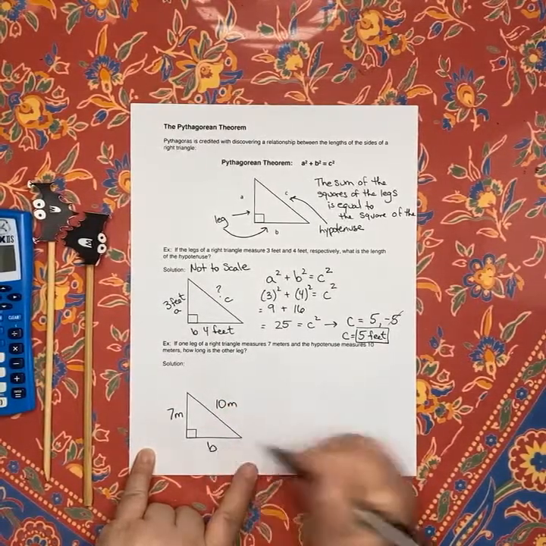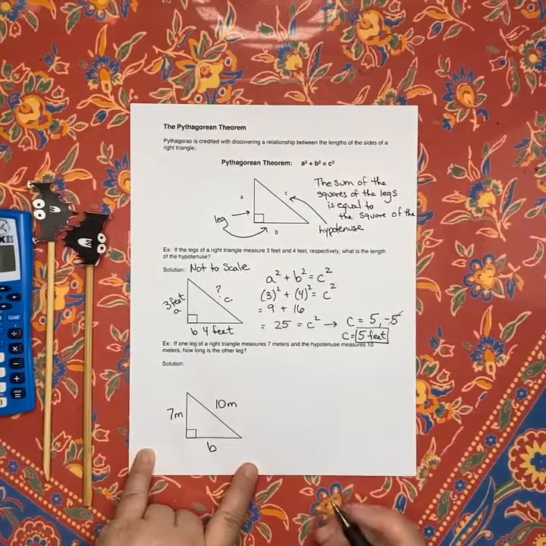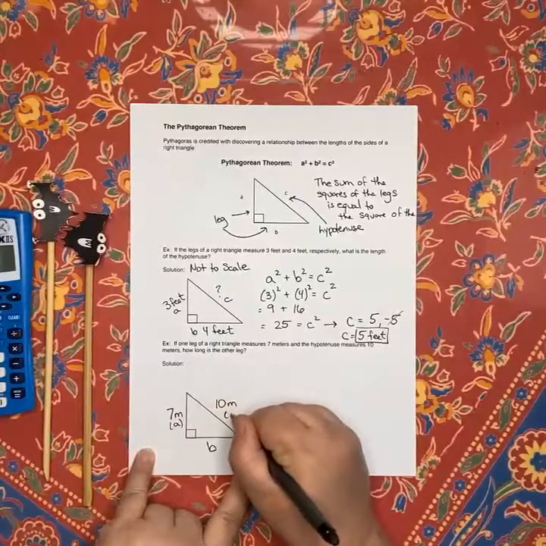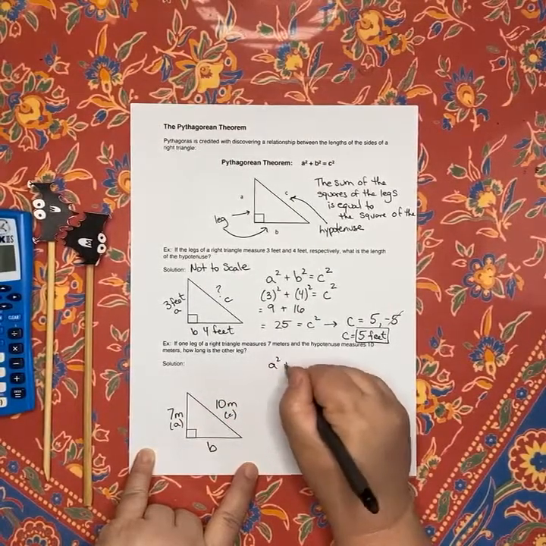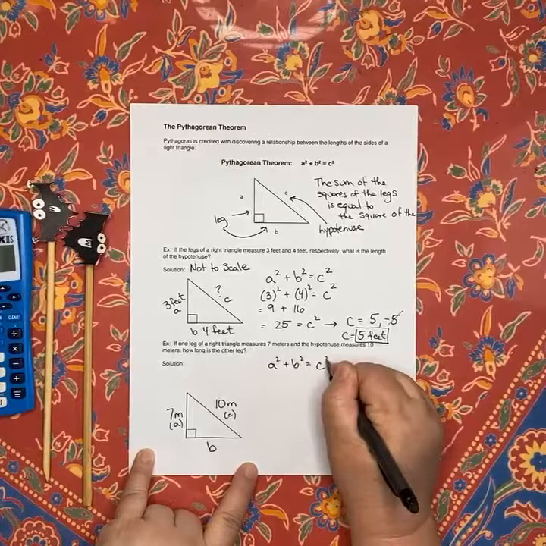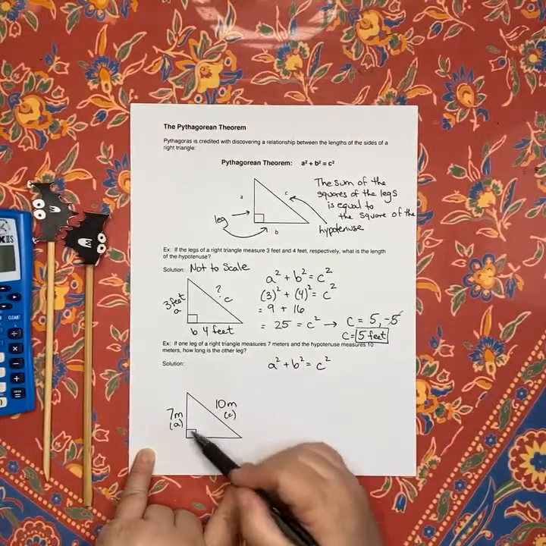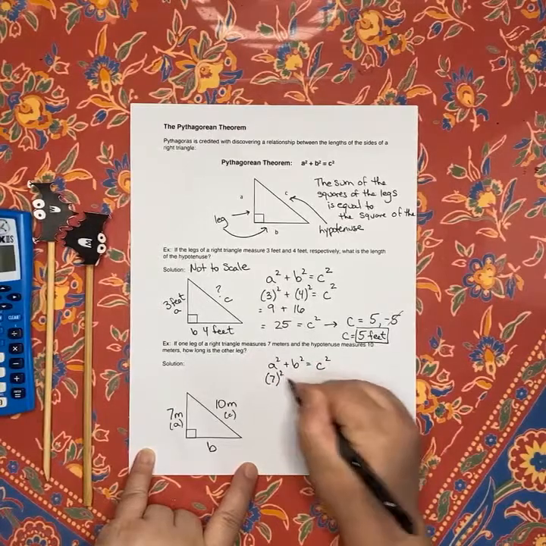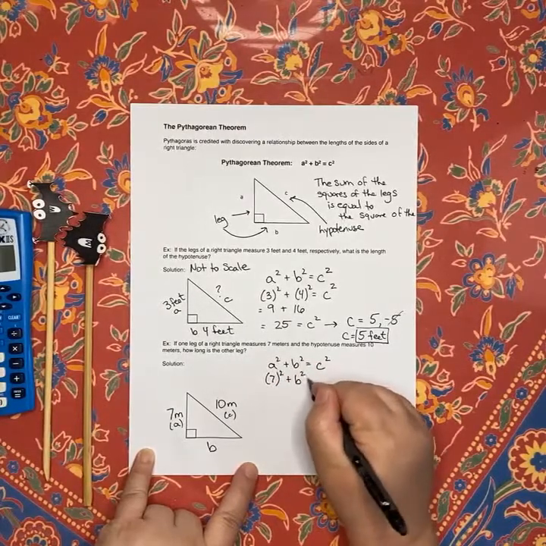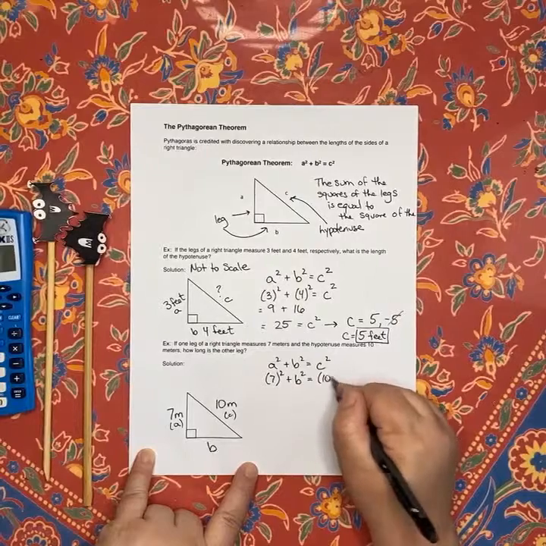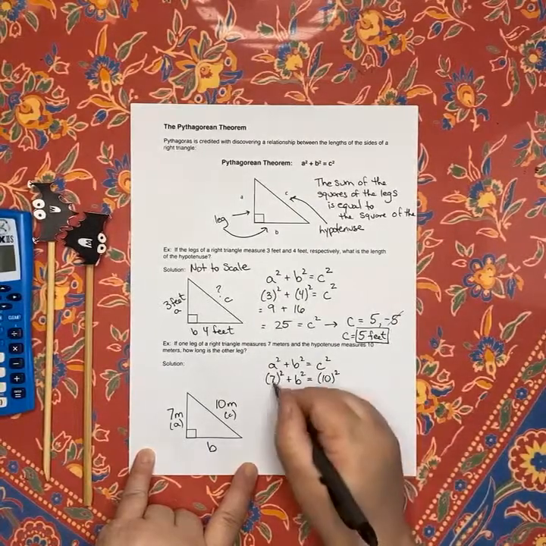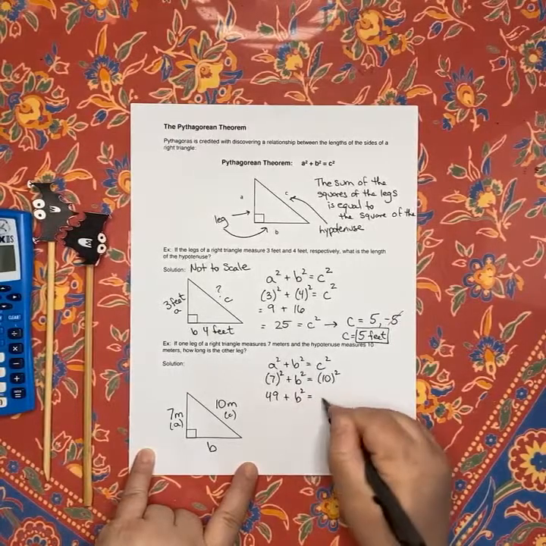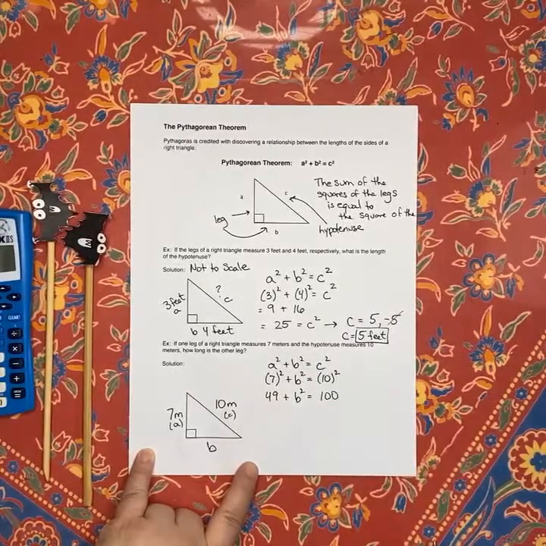Well, I'm going to call this B. I don't know what B is. And then I'm going to set up my equation. This one's A. This one's C. So I've got A squared plus B squared equals C squared. And again, A and B can be reversed if you prefer. I've got 7 squared. I don't know what B is. And I know that C is 10 squared. Okay, so 7 squared is 49 plus B squared equals 100. So far, so good.